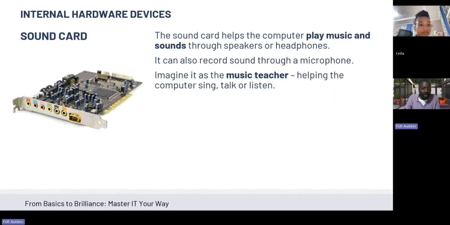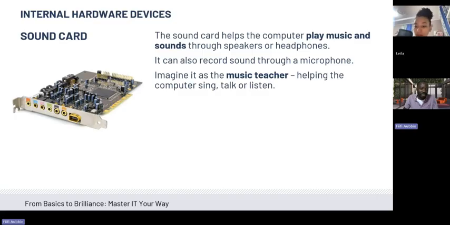Now we have our almighty sound card. Tell me about it. It helps you hear the sound. Apart from hearing the sound, what else is it responsible for? When you speak, I can hear you, right? So it is still the job of the sound card to pick voices or sounds through the microphone. Okay, so there's our sound card.